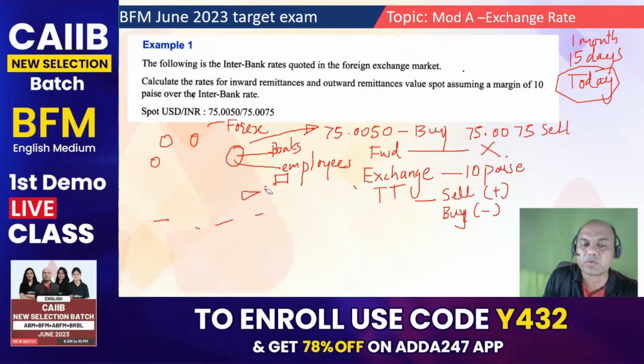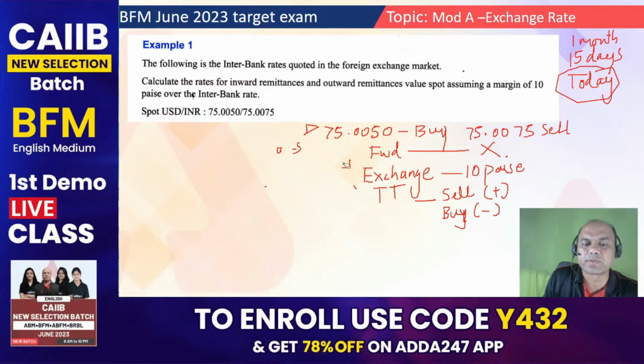Chalo, move on. Let me complete the problem today. Let's remove all these things and focus only on this numerical part. Once you understand what is to be added and subtracted here, it's simple. What is asked? Calculate the rates for inward and outward remittance.